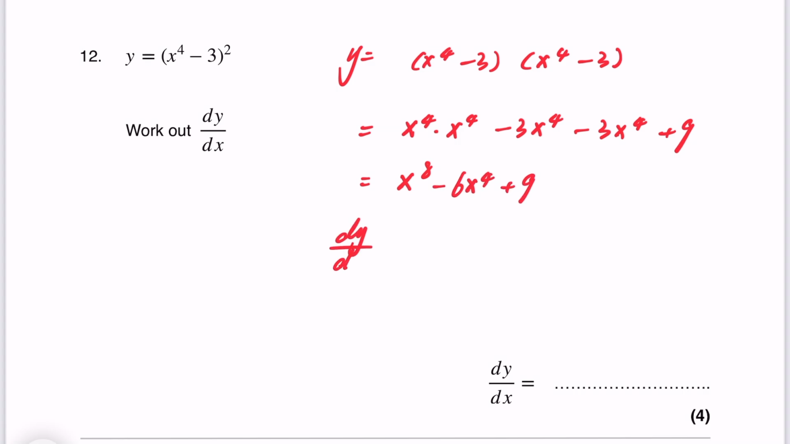And then if we do the dy/dx, it equals 8 times x to the power of 8 minus 1, minus 6 times 4 times x to the power of 4 minus 1. And the 9, which is a constant value, is not going to be there after the differentiation, which equals 8x to the power of 7 minus 24x to the power of 3. And then let's move on to the next question.